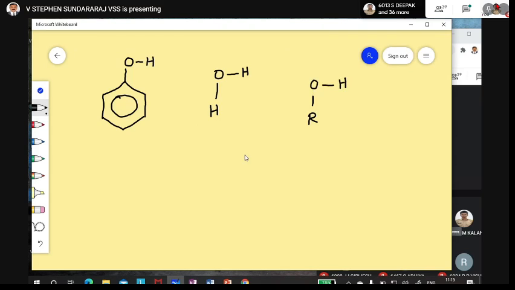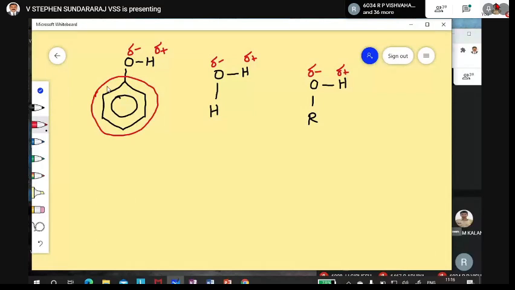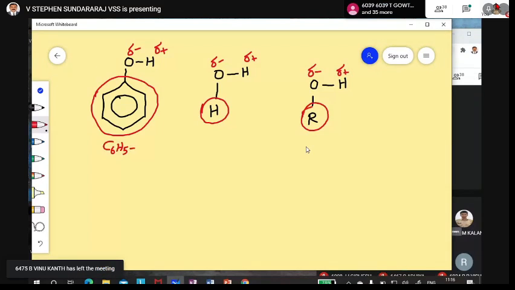ROH. Right? So in all the cases, the OH bond is polar: delta minus, delta plus, delta minus, delta plus, delta minus, delta plus. Means all the OH bonds are polar. It has its own polarity, so it will break definitely to become acid, by ionization. But now, what is this? This is C6H5. This is hydrogen. This is methyl, propyl. So this is the C6H5 group. This is hydrogen. This is CH3 group or C2H5 group.